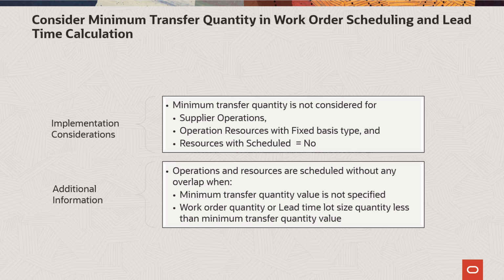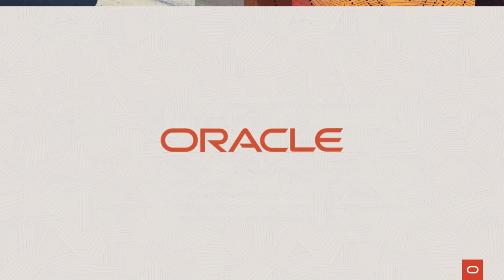Operations and its resources are scheduled without any overlap between them when the minimum transfer quantity is not specified in the work definition, or when the work order quantity or the lead time lot size is less than the minimum transfer quantity specified in the work definition. This is the end of the feature demo.